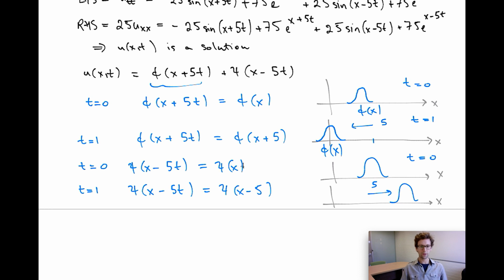So what's happening here is that my full solution is going to be the sum of 2 pieces. One piece that just takes my original solution and makes it move over by 5 units every second. The other piece makes my solution move over 5 units to the right every second.